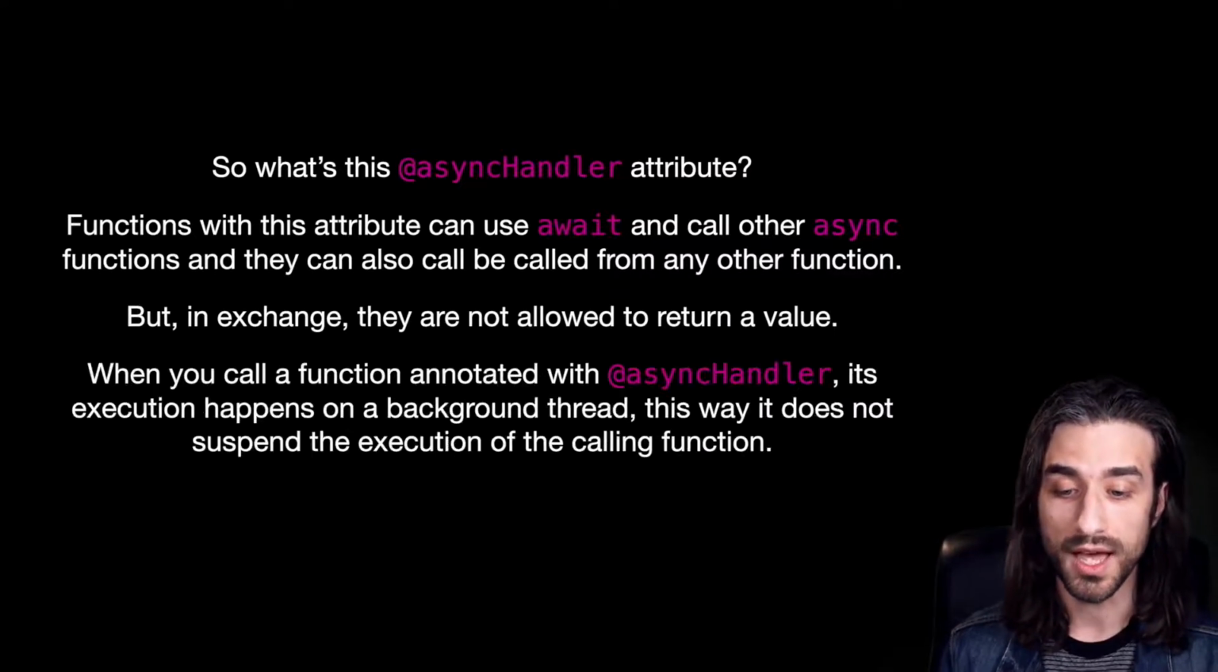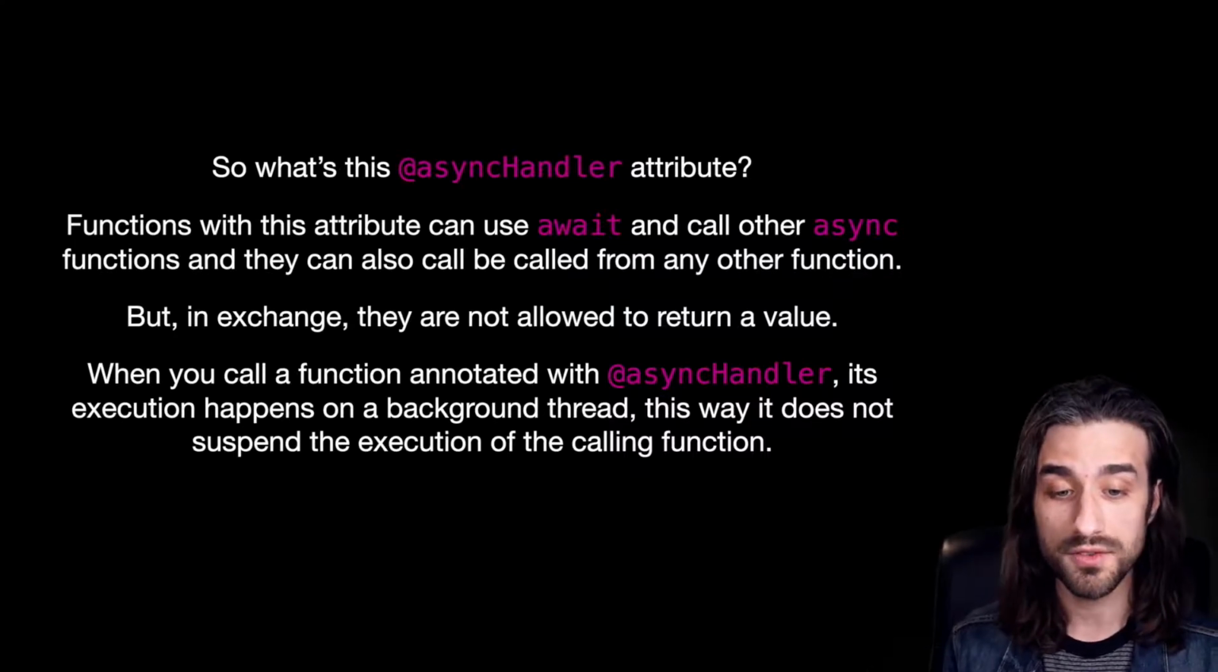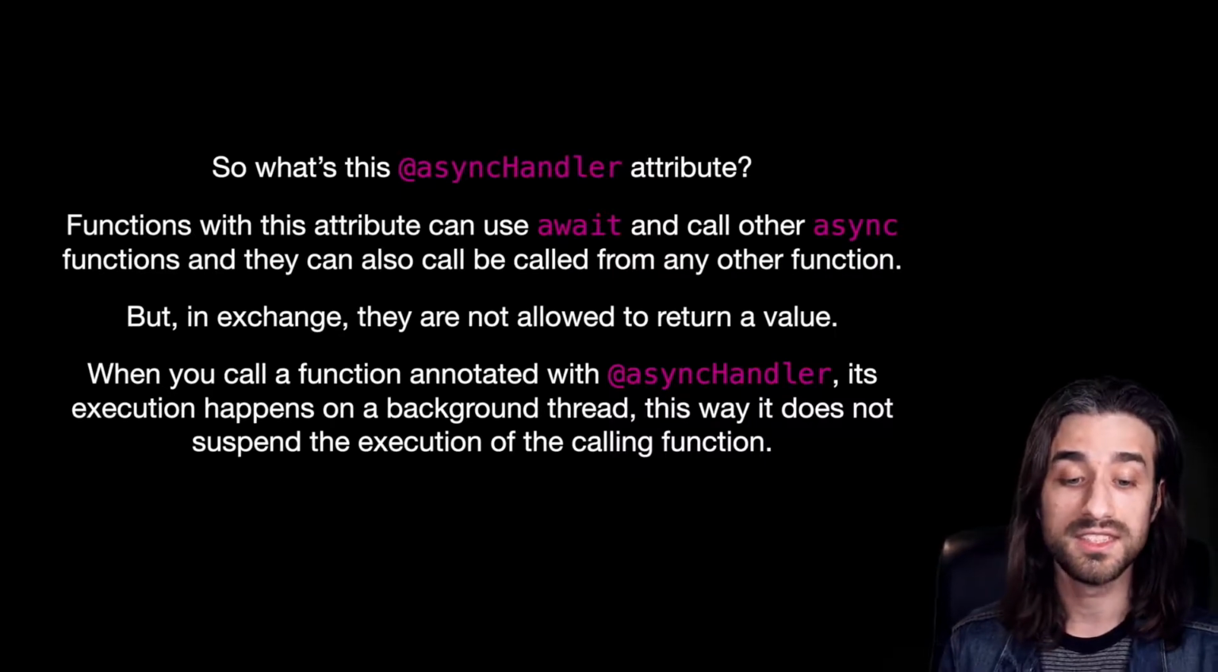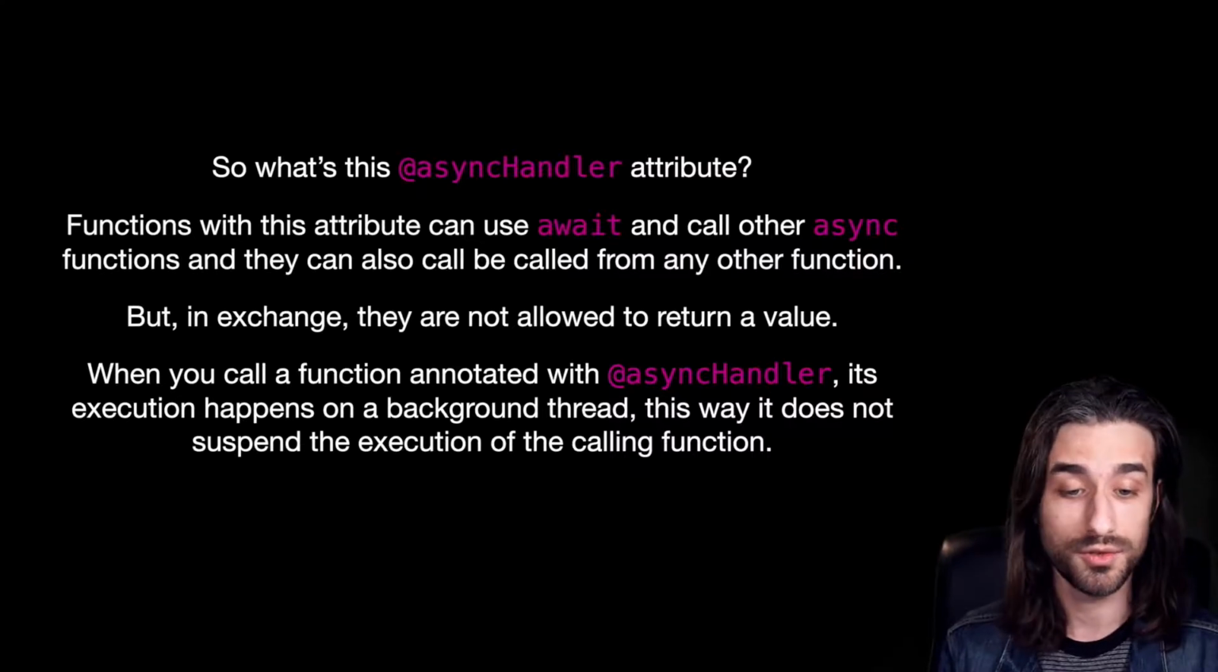Of course, this comes with a limitation, and this limitation is that a function that is marked with @async_handler is not allowed to return a value. The reason is that when you call a function that is annotated with @async_handler, the execution of the function is actually going to happen on a background thread. So you call this function, it is, we could say, spawned into a background thread, the function is going to execute, and the calling function is also going to keep on executing. So there is no suspend point being created, and it is why you're not allowed to return a value: if the function were returning a value, there would be a need to create the mechanism to synchronize the return of the function to the caller.